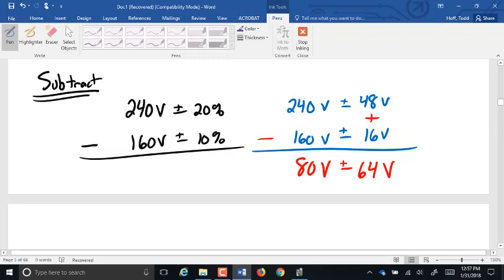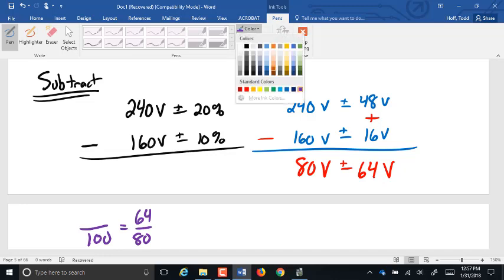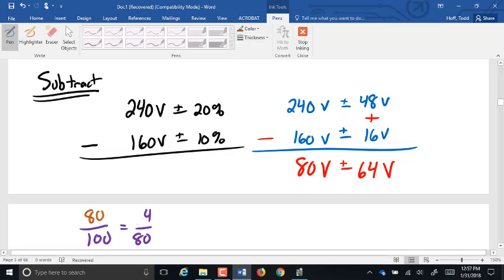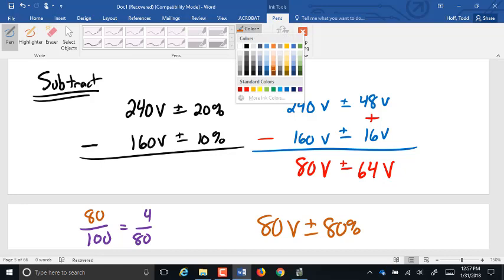Now we do want to convert that back into a percent. So blank over 100 equals 64 over 80. Cross multiply and divide, you're going to get 80% there. So that's 80 volts plus or minus 80%. Well, you might be wondering, is that really accurate?